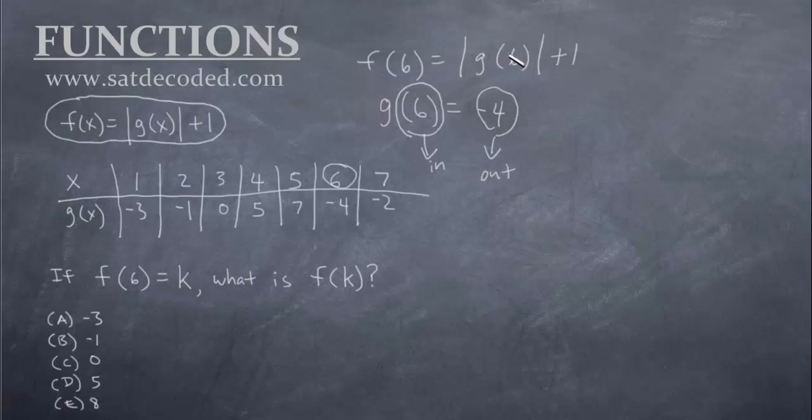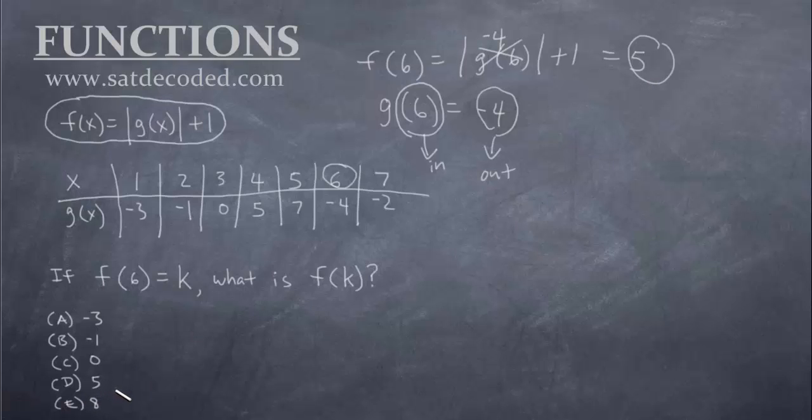So I see g of 6 up here. I'm going to do the replacement and write -4 instead. So f of 6 is equal to the absolute value, don't forget the absolute value bars, of -4 plus 1. So that equals +4 plus 1, which equals 5. A lot of people will stop right here and they get 5. They feel like they've done enough work and they see that 5 is choice D and they jump at that.